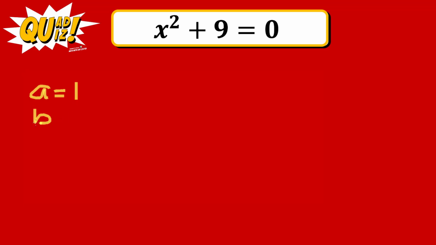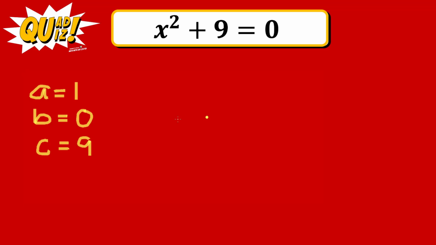The B coefficient for a quadratic equation is the numerical coefficient of the middle term, better known as the term with x as its literal coefficient. Since there's no x term here, our B is 0. And finally, C is our constant, and that's equal to 9. These are the correct coefficients for this given quadratic equation in standard form.